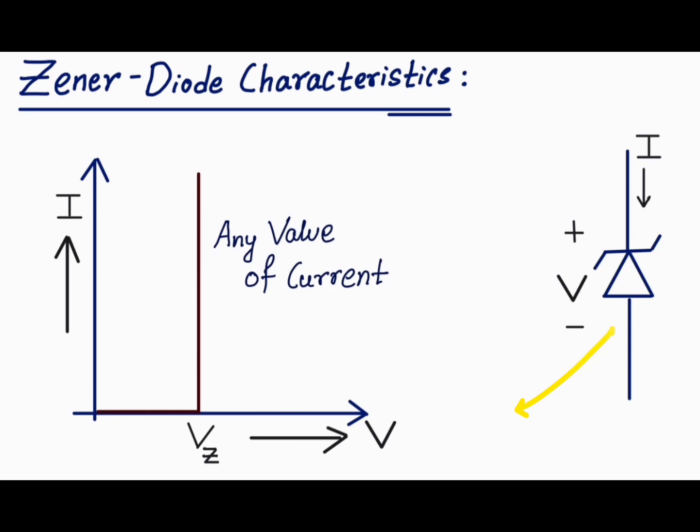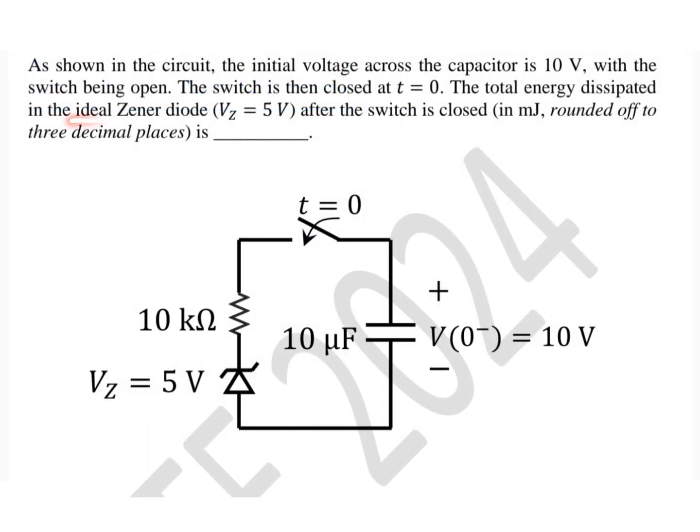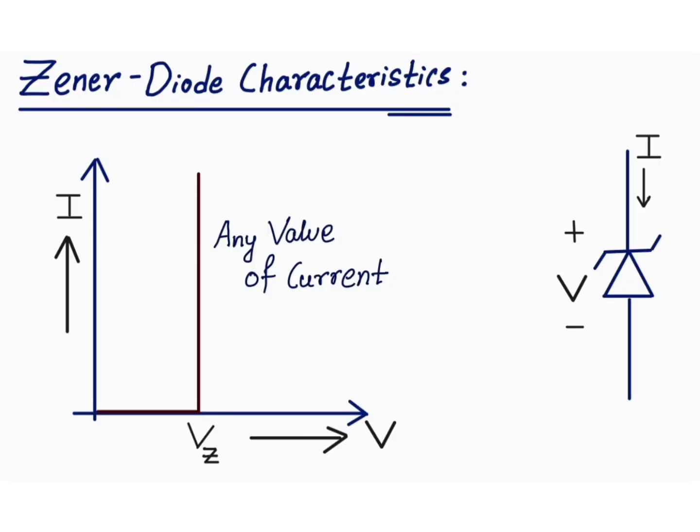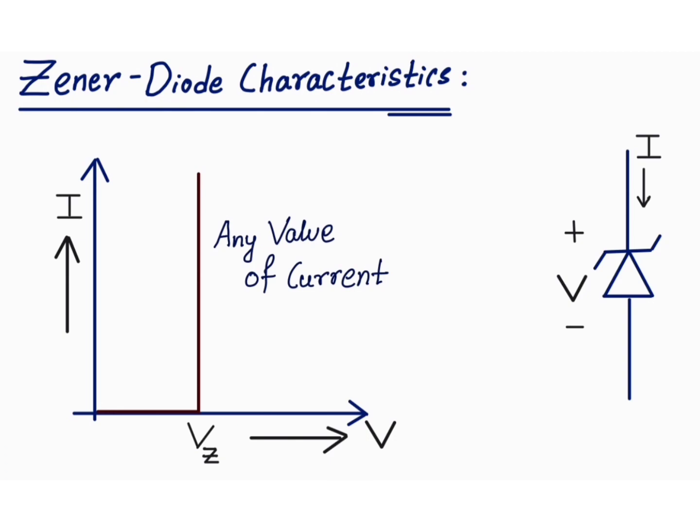Now let us look at the ideal Zener characteristics, because in the question it is given that this is an ideal Zener diode. So here is the ideal Zener diode characteristics, where V is the voltage across the reverse biased Zener diode. As the voltage across the Zener diode is increasing but is less than Vz, then no current can flow through this diode. So in the earlier circuit, the capacitor cannot discharge because the Zener is off and no current is flowing.